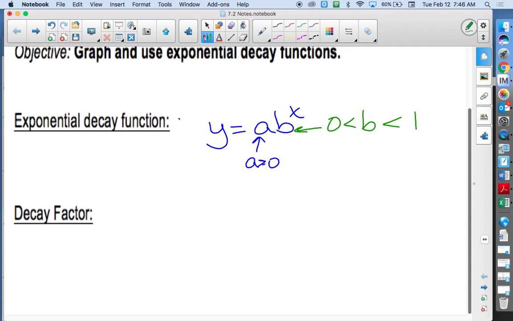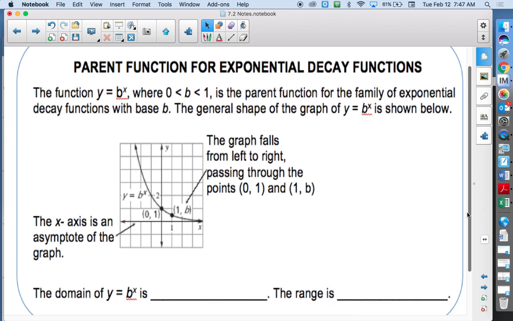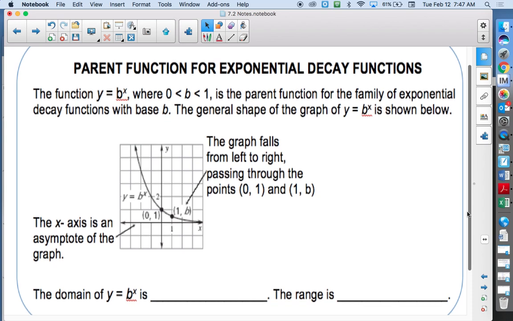The decay factor is still b. Again, it's decaying now because of what that b value is. So it can be a growth factor, it can be a decay factor. It has both terms, it just depends on what the actual value is. So as I said, today we're just going to look at the graph part. There's that parent function that's underneath. So in this function, we have that y equals b to the x, which we saw yesterday as well.